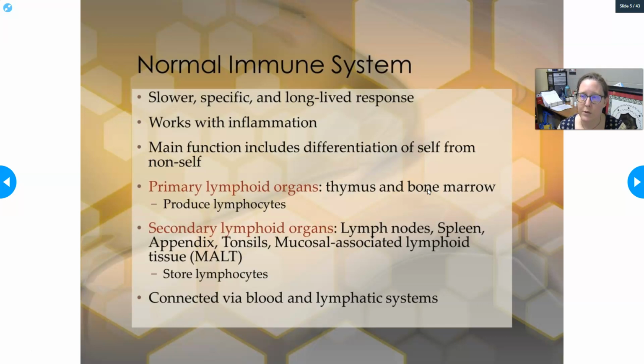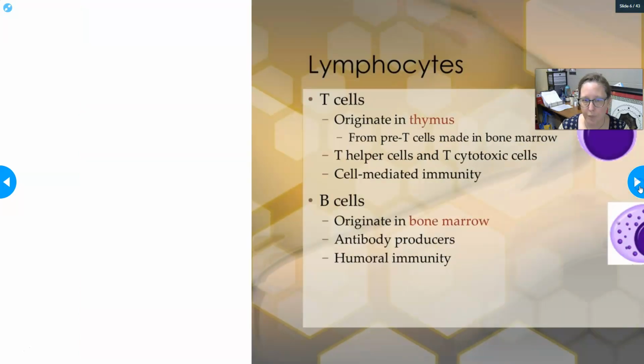Your T cells go to the thymus, the B cells stay in the bone marrow, and they grow up and learn how to do their job, and then they all go get stationed at their respective job stations, which are going to be the secondary lymphoid organs. And the primary and secondary lymphoid organs are connected together via the blood and lymphatic systems.